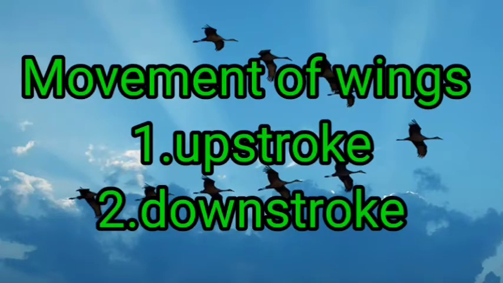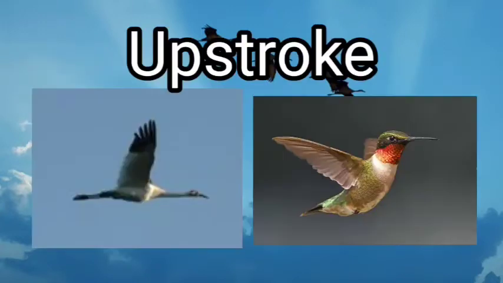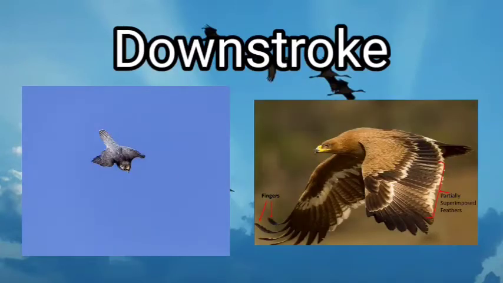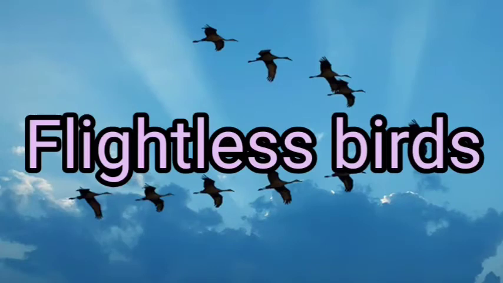Next one is movement of wings. The wings will move in two directions. One is upstroke and another one is downstroke. See the movement of the wings in upstroke, children. The wings will move upward and towards the back side. During the downstroke movement, wings of the birds will move downward and forward. See the picture, children.